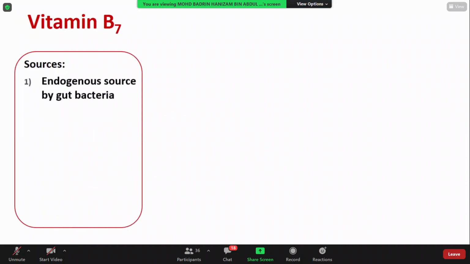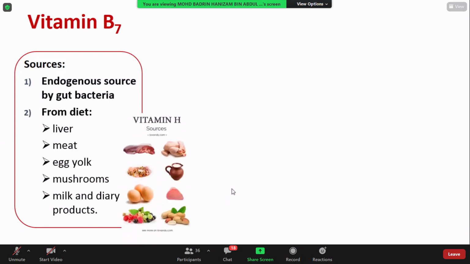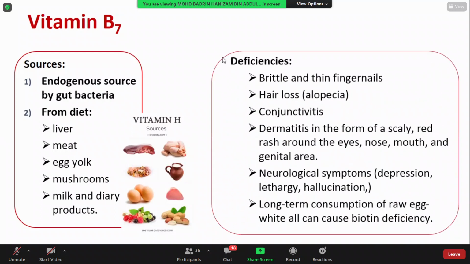The source for vitamin B7, biotin, is an endogenous source by gut bacteria. So microbiota, which are the microorganisms that you can find in the gut, are capable of synthesizing vitamin B7 from diet. Liver, meat, egg yolk, mushroom, milk, and dairy products contain a high amount of vitamin B7.